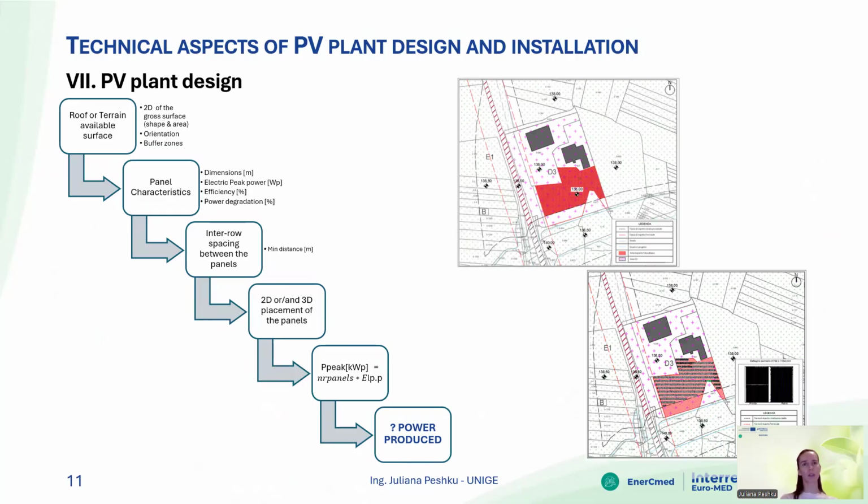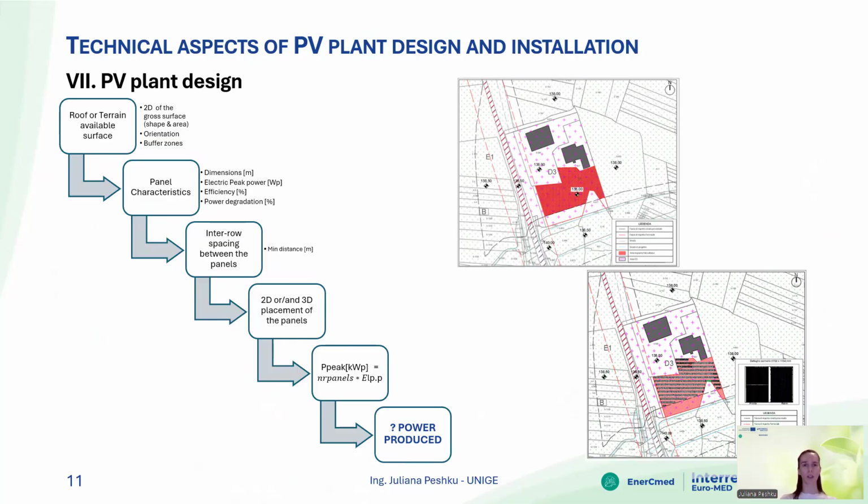From now on, we'll deal with the PV plant design phase. First, it is necessary to define the installed peak power given the number of the panels and the panel peak power. At this point, a 2D drawing of the available surface, including the shape, orientation, buffer zones, and a panel technical datasheet must be used.